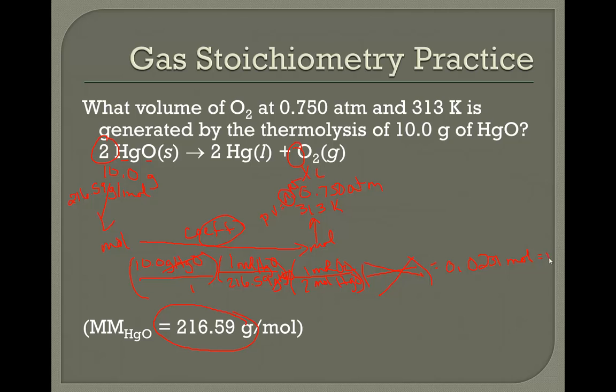Now that's going to become our N in PV equals nRT. So our P is 0.750 atmospheres. We don't have to convert that one this time, luckily. V is what we're looking for. N is 0.0231. R is 0.08206. Oh, I'm running out of room. And T is 313. Unfortunately, I didn't have the room to write the units out. So this is moles. This is ATM, liters, moles, kelvins.